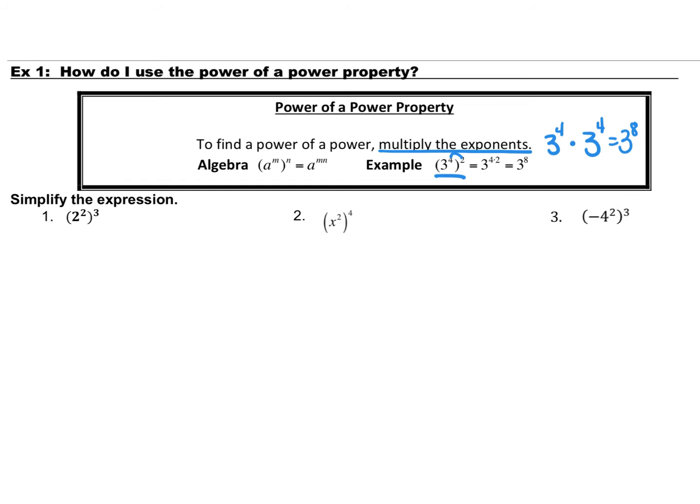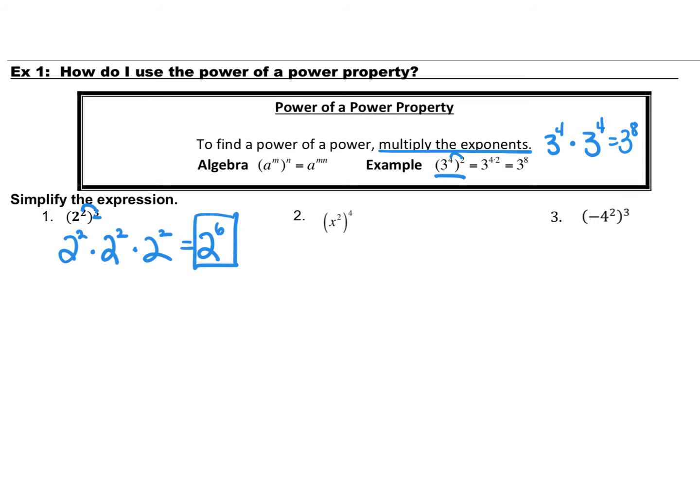Number 1, we have 2 squared to the third power. So let's take a look at this. There are 2 different ways you can look at it. We can have 2 squared, and now we have 3 of them, because that's what this exponent right here is telling us. Now remember, when we multiply exponents, we add the exponents, and that's going to give us 2 to the 6th power. Now another way, remember, is that the power of a power property is saying that you can multiply your exponents. 2 times 3 is 6, and again, we get the same answer as we just got right here. Our answer is 2 to the 6th power.